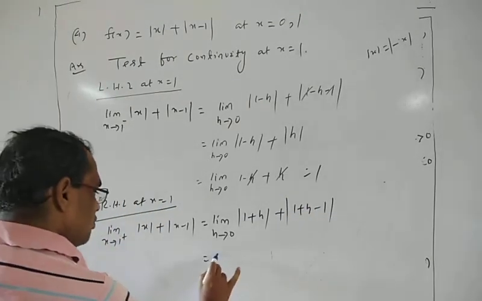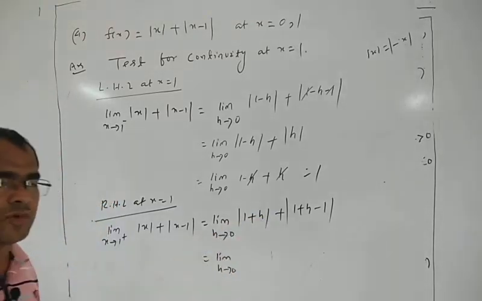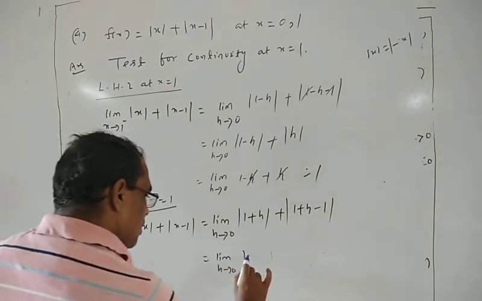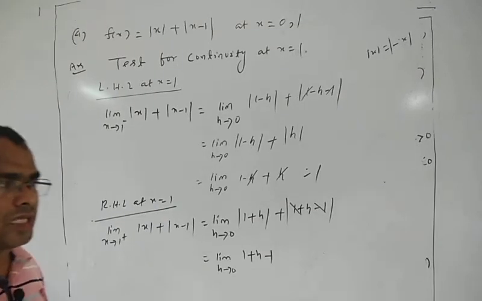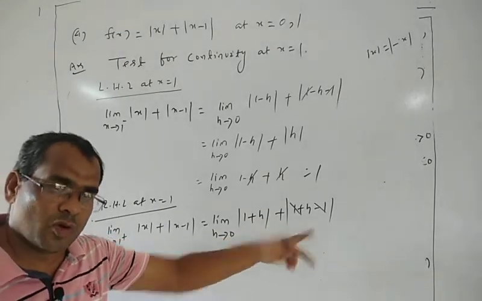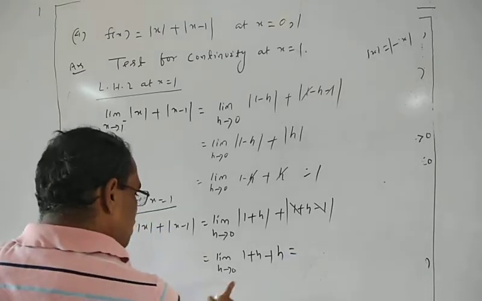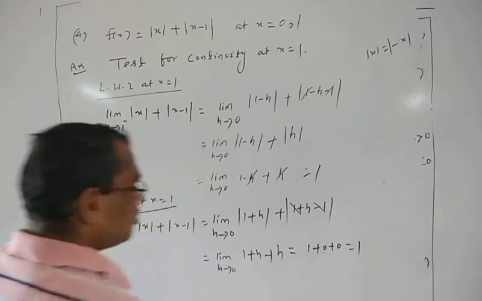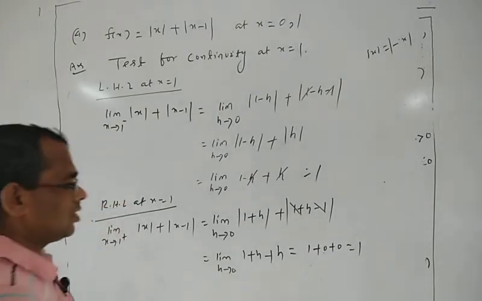This is equal to limit h tends to 0. 1 plus h mod, this is positive. Since the mod is positive, 1 plus h remains, plus 1 plus h minus 1 cancels. Mod h is positive, mod h is equal to h. So this is equal to, substituting h tends to 0, 1 plus 0 plus 0. This is also 1. So left hand limit is equal to right hand limit, and the value of the function.